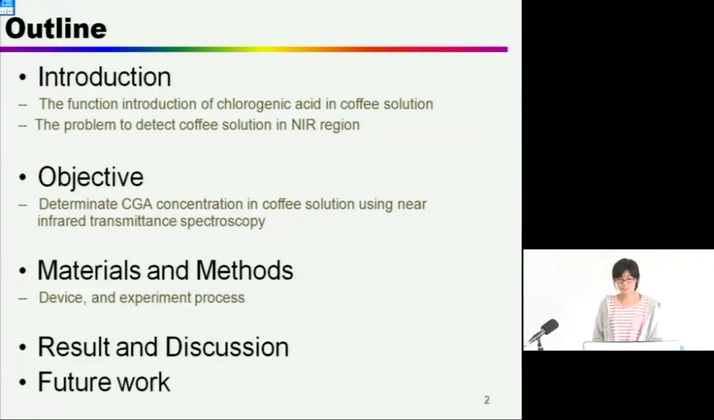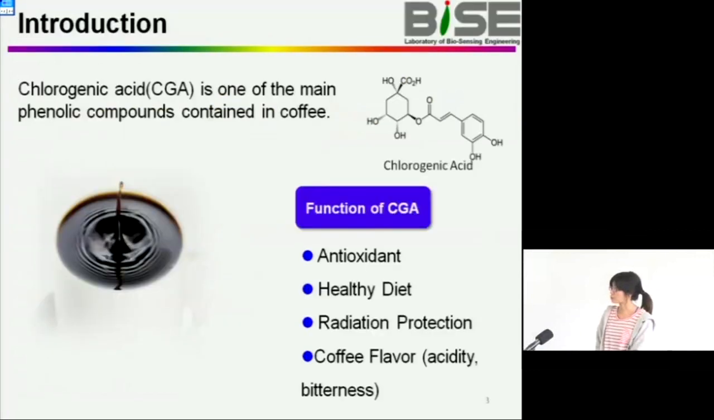I will introduce the function of CGA in coffee solution, and also the problem of detecting coffee solution in the NIR region. The second part is the objective of my research: determine CGA concentration in coffee solution using NIR transmittance spectrum. The third part is the material and the method. I will introduce the device and the experiment process, followed by the result and the discussion, and finally the future work.